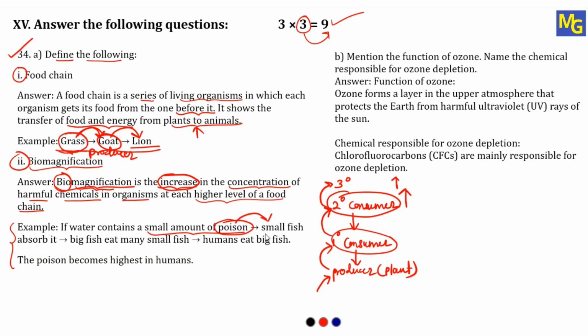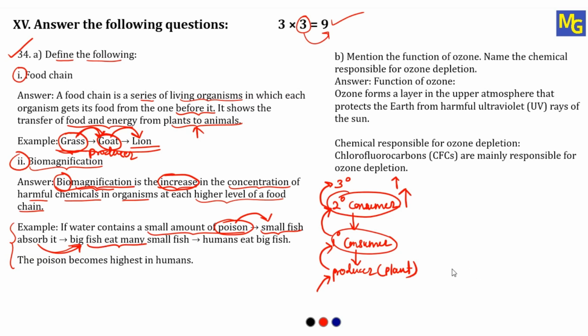So here small fish are the primary consumer, and these will absorb it. Then these small fish will be eaten by whom? Big fish. So this concentration of harmful chemical and the poison will go into the big fish, and here the concentration will increase because this big fish is going to eat more fish.